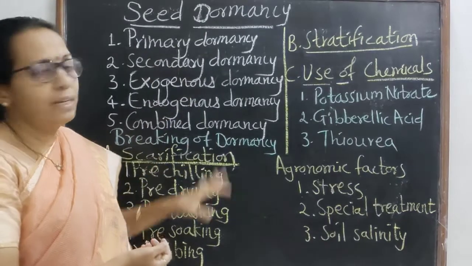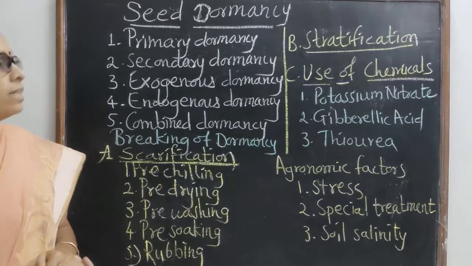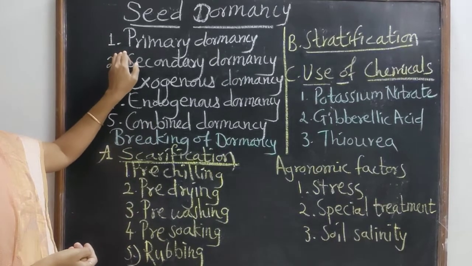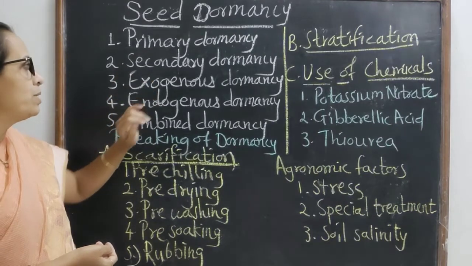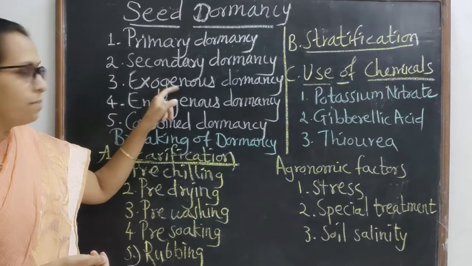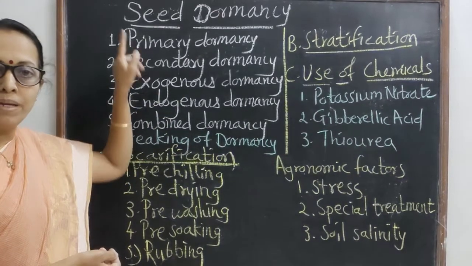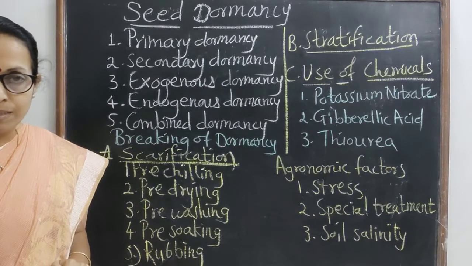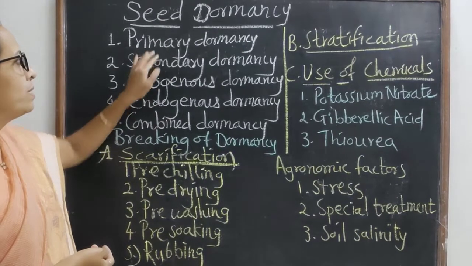So broadly speaking, there are different types of dormancies. The first type is primary dormancy. Next is secondary dormancy. Third, we call it exogenous dormancy, fourth endogenous dormancy, and fifth is a combination of all these. So we will see one by one all these types of dormancies.